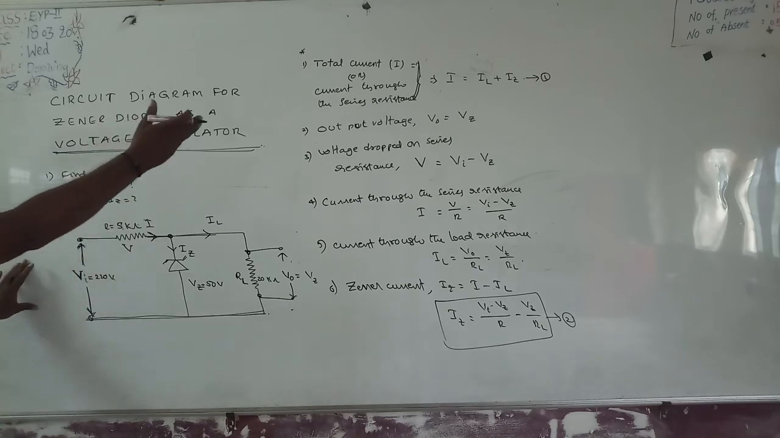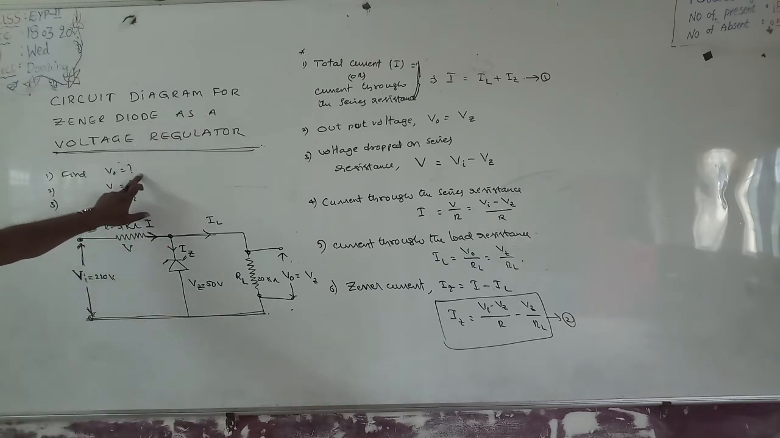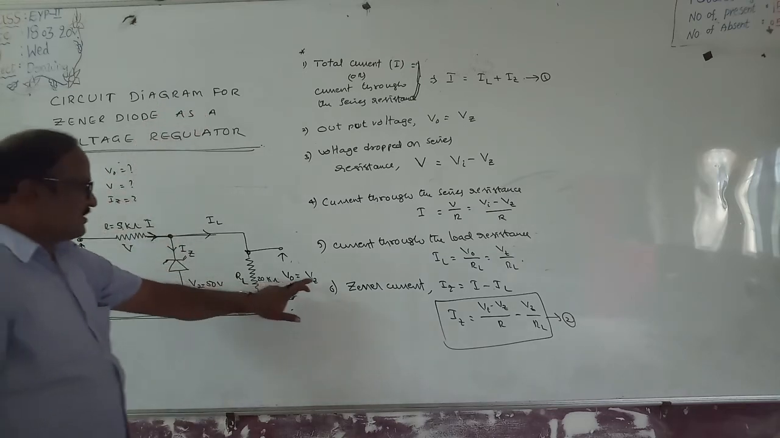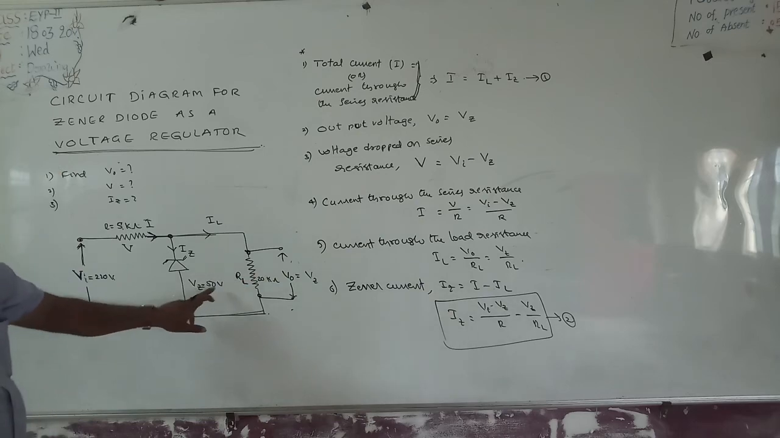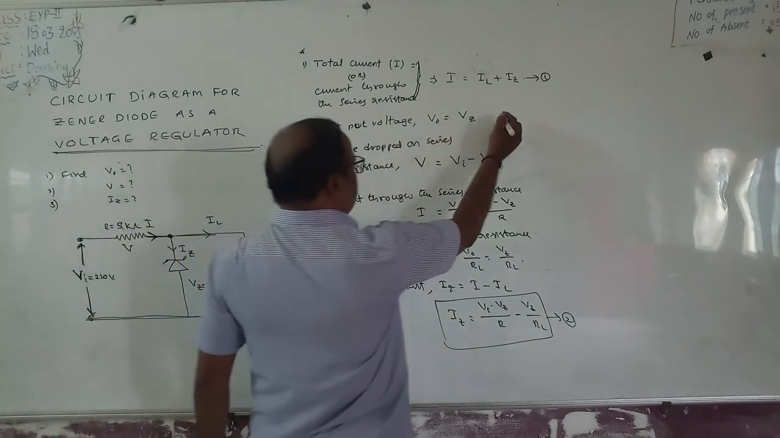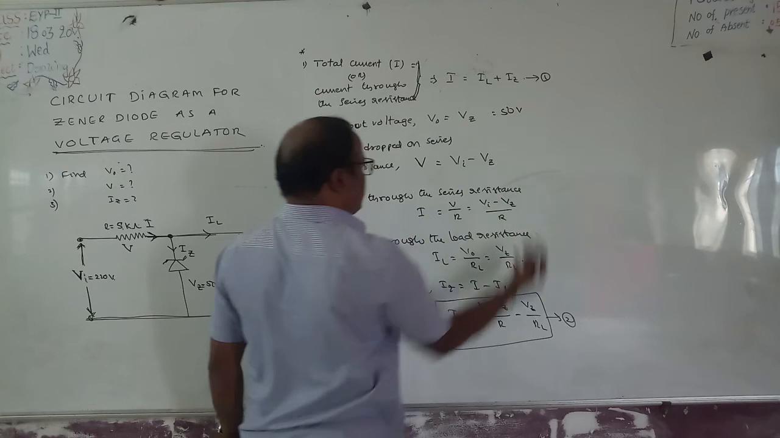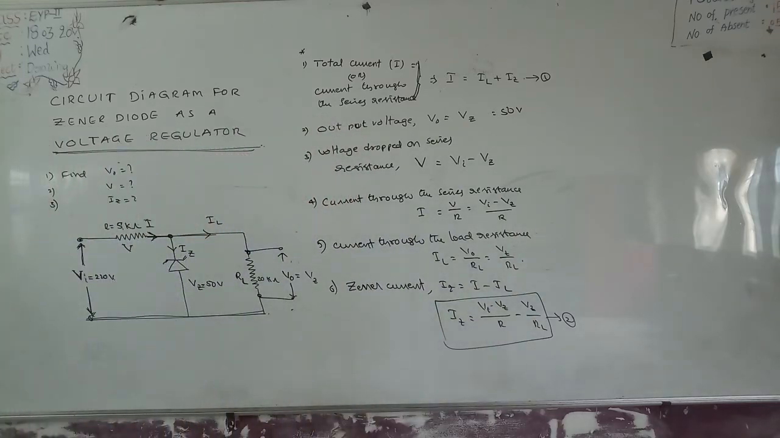Very simple, you know. Output voltage is equal to the Zener voltage, V0 is equal to Vz. And what is the value of Vz here? 50. Therefore, output voltage is equal to 50 volts. Right answer.